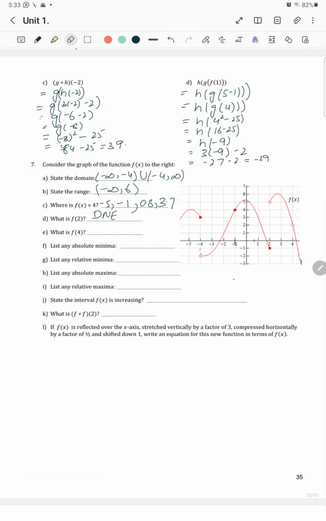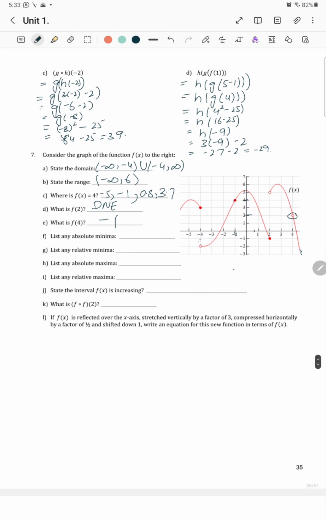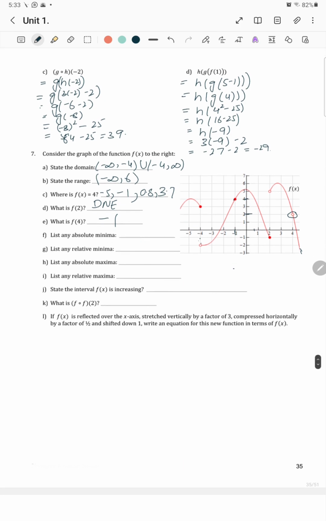Let me check it again. f of 2. For f of 2, the point is unfilled. So for f of 4, it's minus 1. List any absolute minima. Absolute minima would be minus 1. Absolute maxima would be 6 because going maximum to the 6 from the y-axis, and relative maximum would be 5 and then 4.